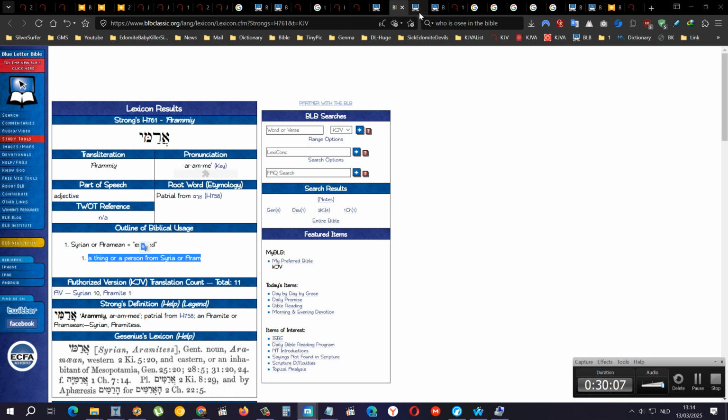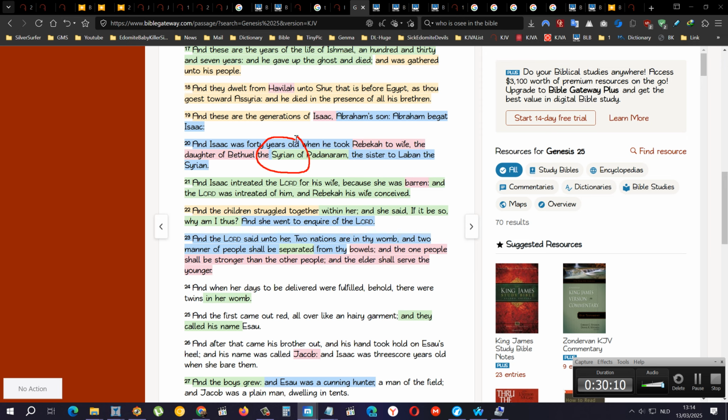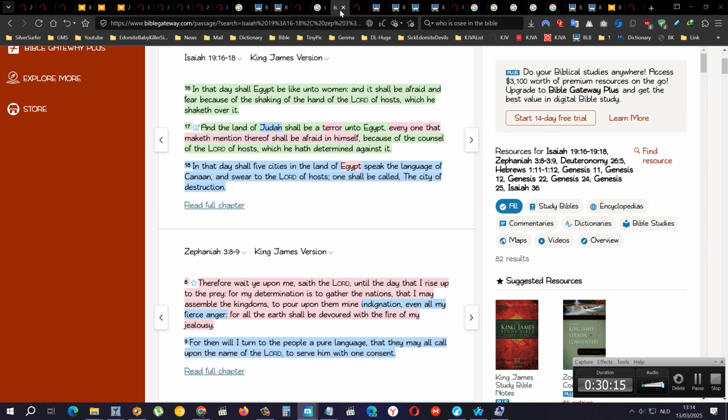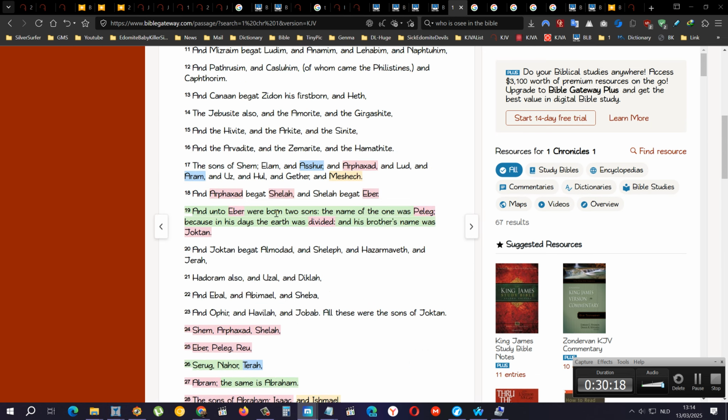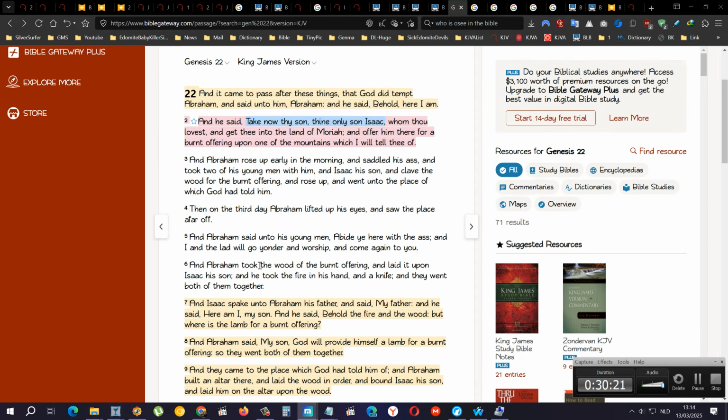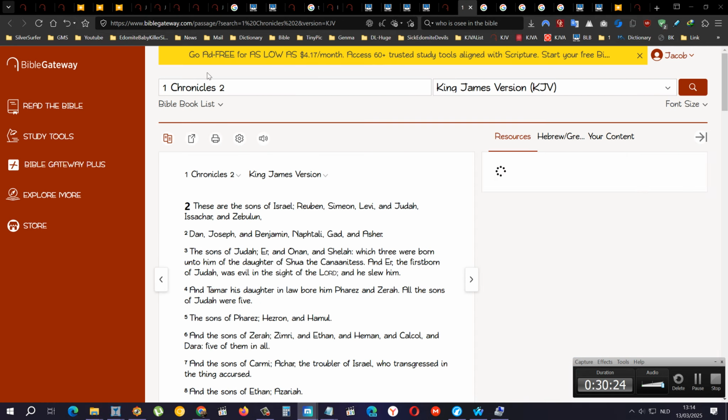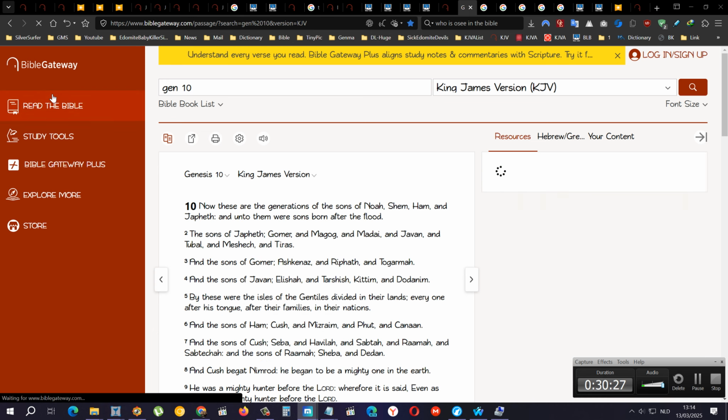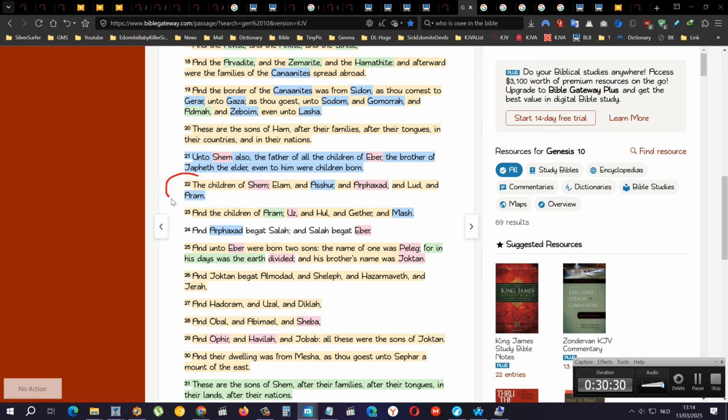So this Syrian is talking about the land. It's not talking about the bloodline of this one here. Genesis 10:22, the children of Shem: Elam, and Ashur, and Arphaxad. So this man's bloodline goes to Eber. But this Aram's bloodline goes to Uz, Hul, Geter, and Mash.